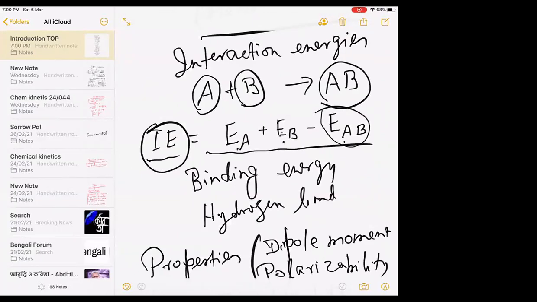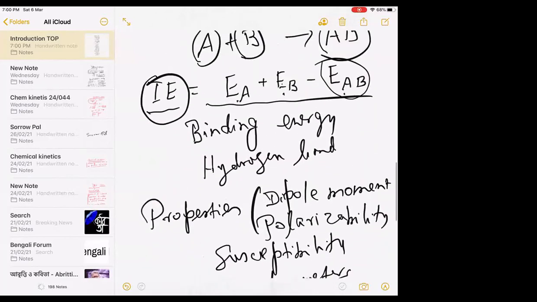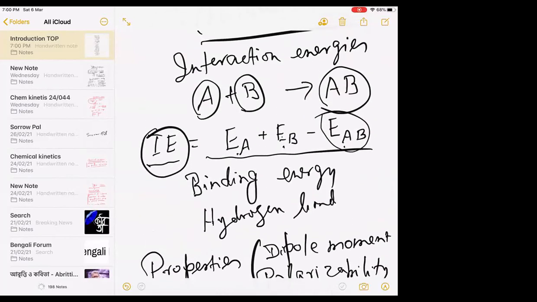And this is where the problem comes. So let us assume this particular reaction, some A plus B going to AB. It can be nitrogen with three hydrogen going to two ammonia, whatever.